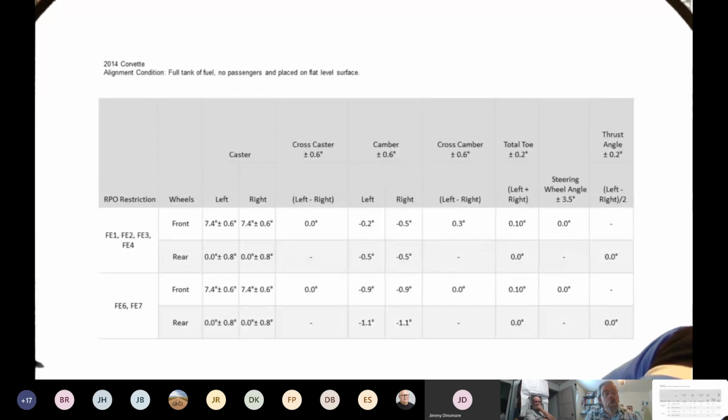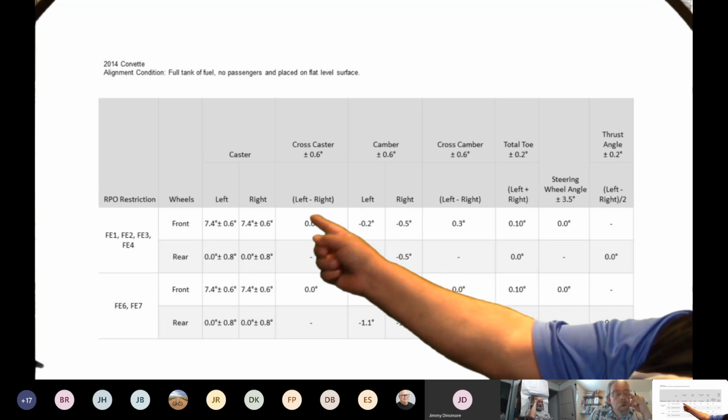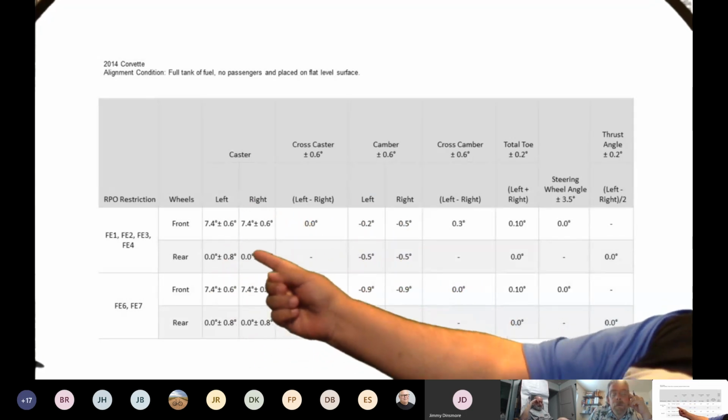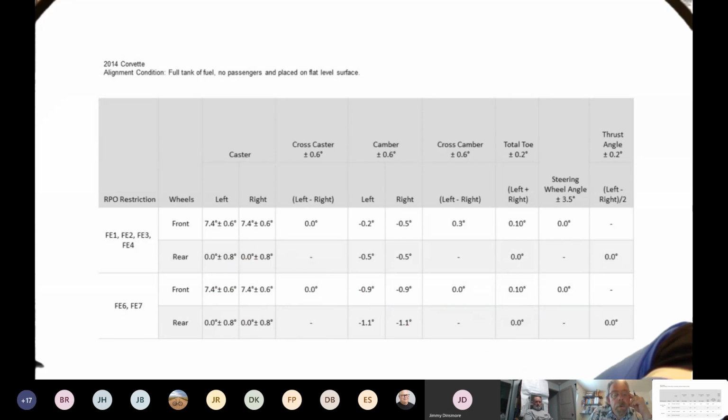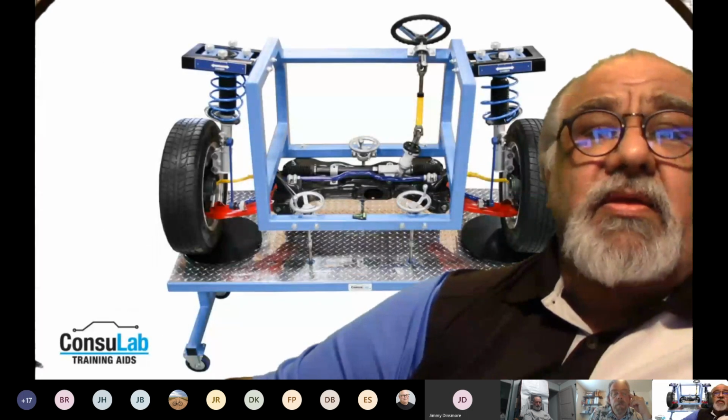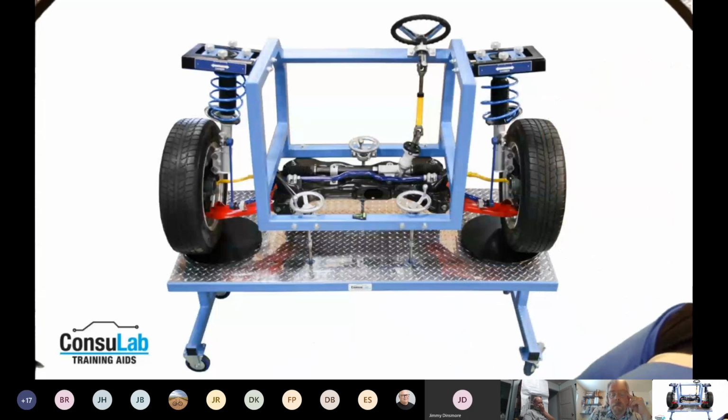And again, just the specifications now, as you can see, if you look under caster, we've got indication of front and rear, depending on the model of it, which engine and suspension package that it came with. So we're going to go into next talking about toe and toe out on turns.